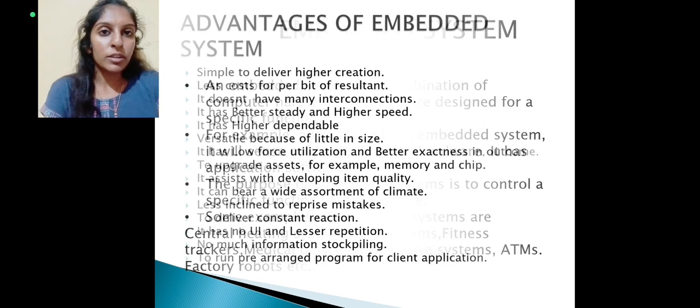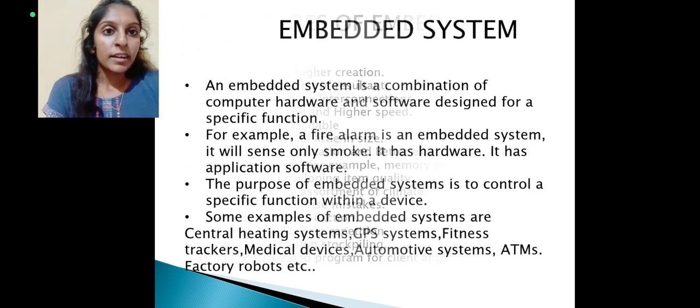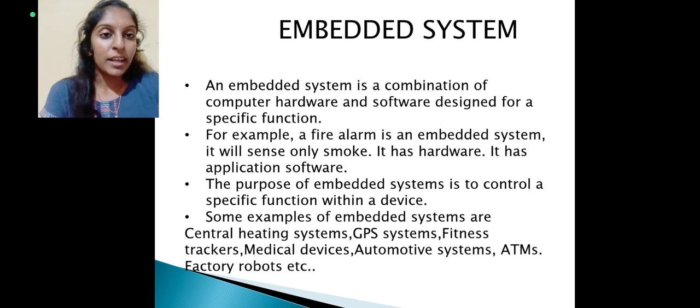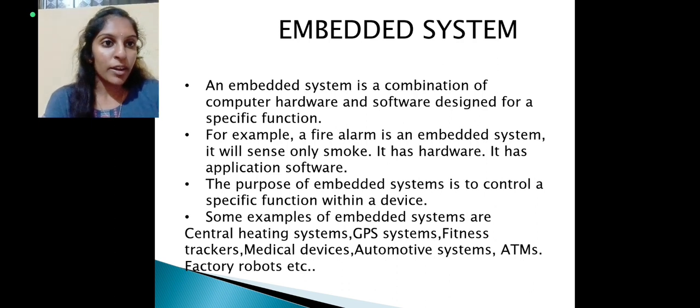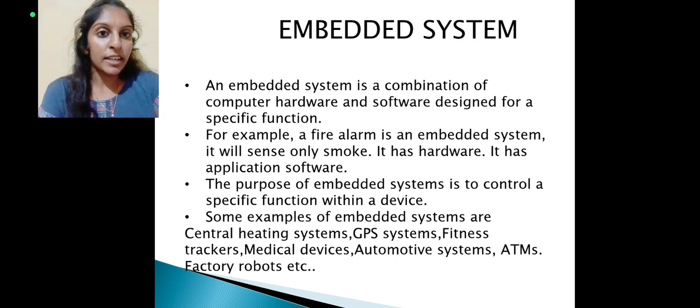Let us discuss the embedded system. An embedded system is mainly composed of hardware and software. It is designed for a specific function. For example, a fire alarm is an embedded system. It will sense only smoke. It has hardware, it has application software. It has both the hardware and the software, so it is known as an embedded system. A fire alarm helps during fire accidents.